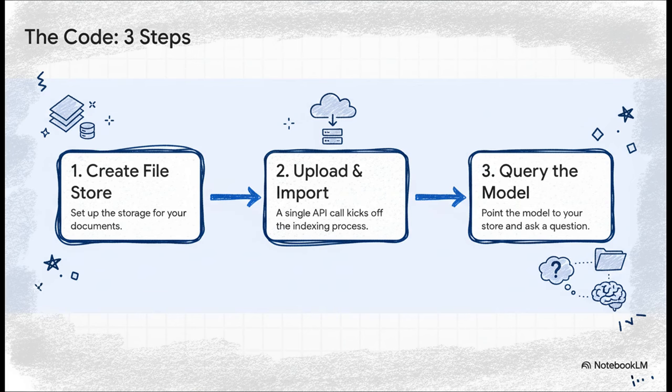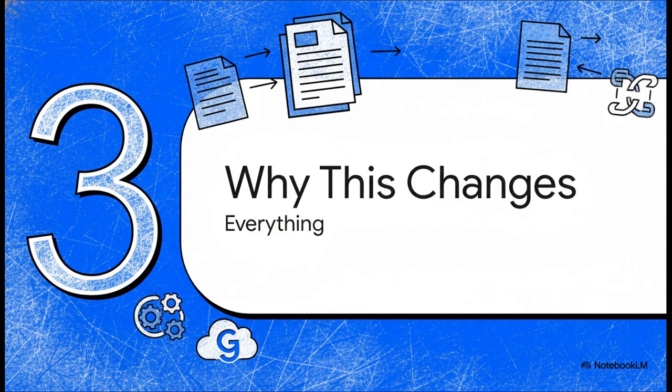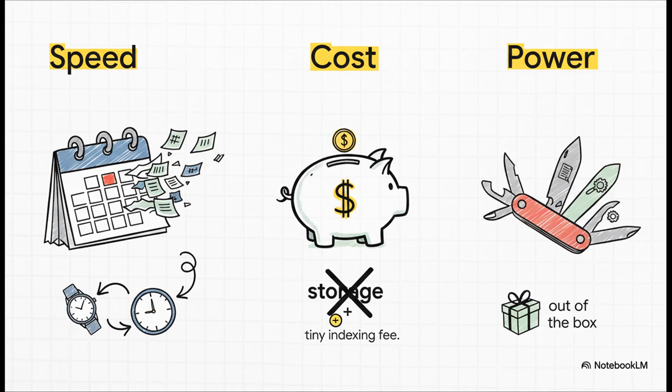And what makes this a true game changer is just how ridiculously simple it is to actually implement. It's really just 3 steps in your code. Step 1, you create the file store. Step 2, you upload and import your files with a single API call. That's what kicks off that whole indexing process we just talked about. And step 3, you query the model, just pointing it to your store. It is that simple. The code might be simple, but the implications of this are absolutely massive. Let's talk about the 3 biggest breakthroughs this new tool really represents. Okay, first up, speed. What used to take a whole team weeks of difficult engineering can now literally be done in a few hours. I mean, think about building a custom support chatbot for your product in a single afternoon.